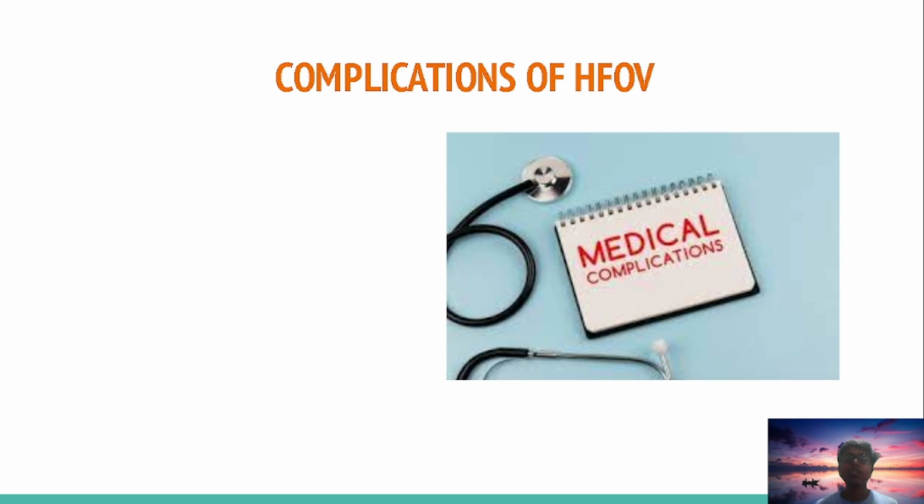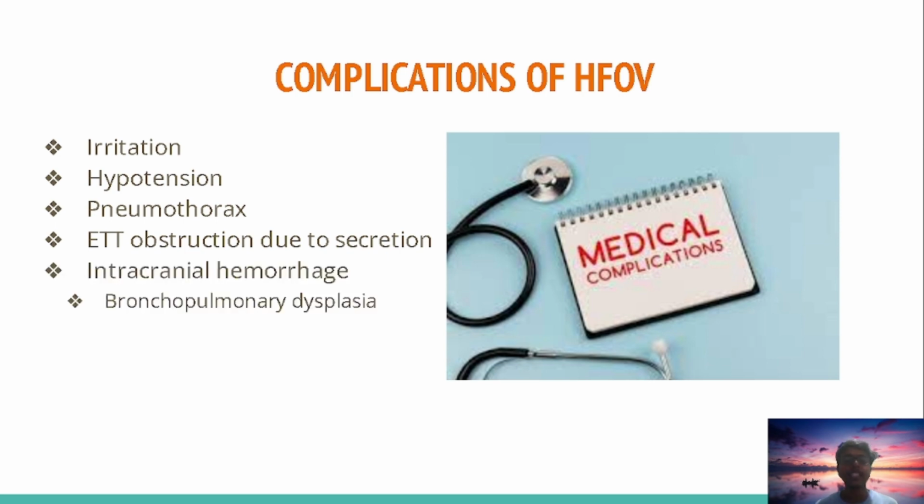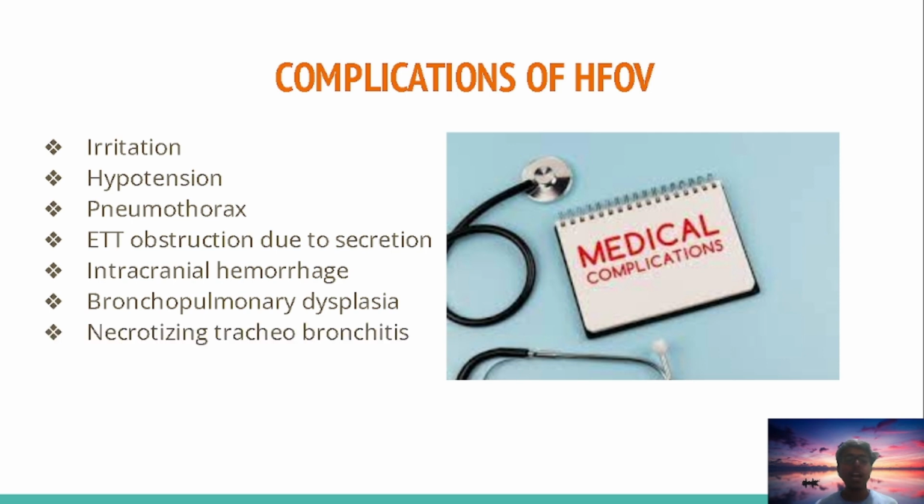Now we will see the complications of HFOV. First, irritation will happen, and hypotension, and pneumothorax. If the endotracheal tube is obstructed due to large secretions, the ET tube will be blocked. Also intracarinal hemorrhage, bronchopulmonary dysplasia, and necrotizing tracheobronchitis. These are the complications of HFOV.